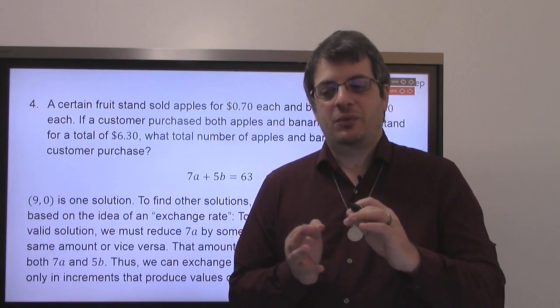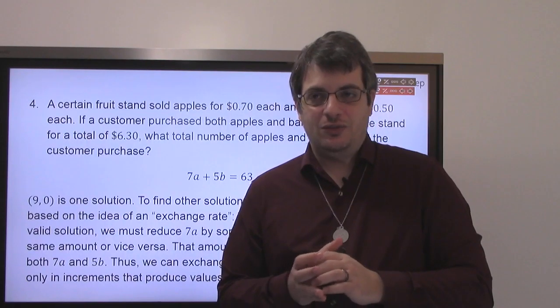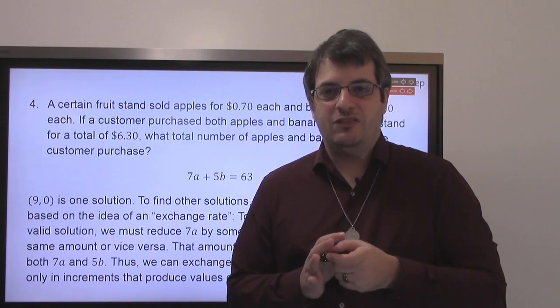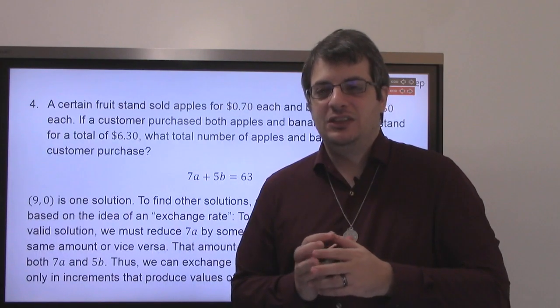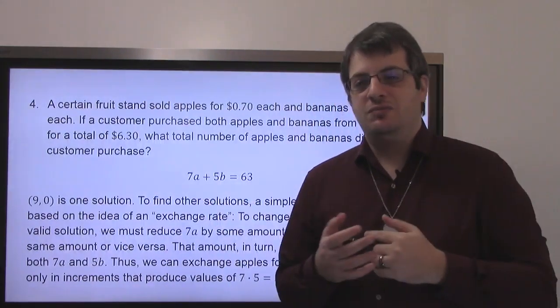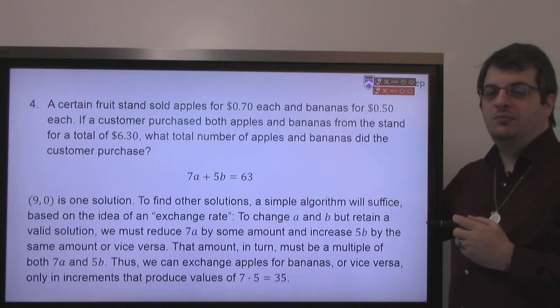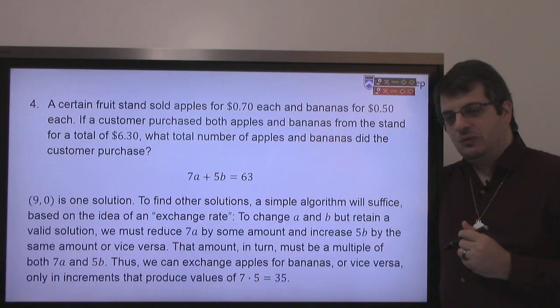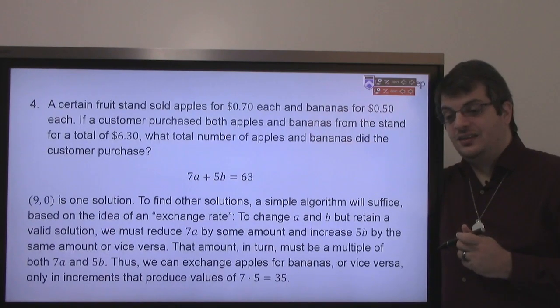In other words, if I wanted to trade in apples, I could trade in 5 of them. 5 apples and get 7 bananas, right? Do you agree that 5 apples equals 7 bananas as far as value is concerned? I'd be indifferent between those. They're each 35, they're each 350, right? 5 apples, 7 bananas, 350 either way. But that means that what I can do is I can subtract 5 from my number of apples and add 7 to my number of bananas and get another solution.